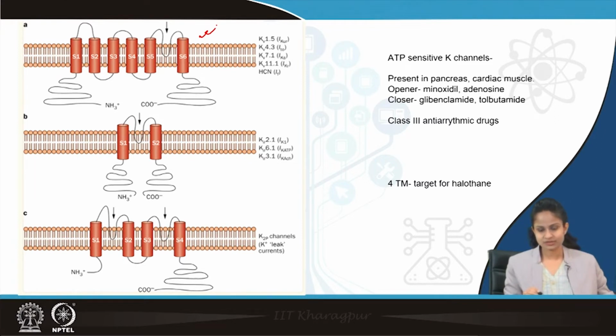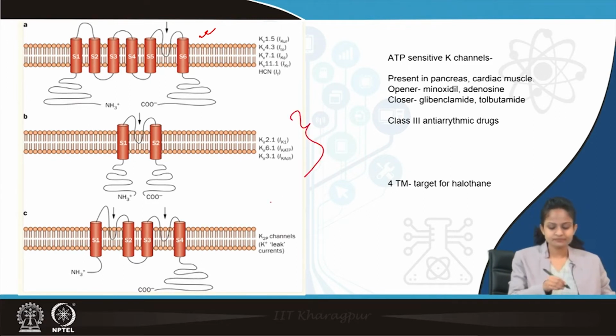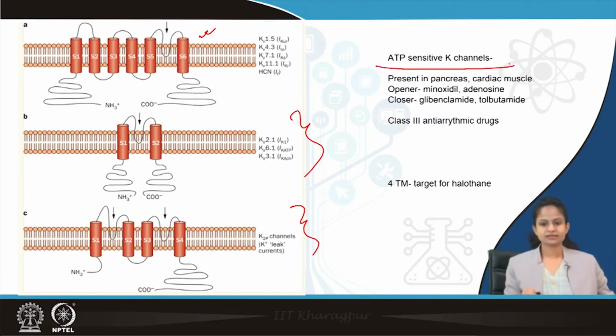So, they are 6 transmembrane voltage gated potassium channels. Then we have the 2 transmembrane, these are the inward rectifier potassium channels, and 4 transmembrane, these are the leaky channels. Now, ATP sensitive potassium channels also constitute the inward rectifier potassium channels. These are present mainly in the beta cells of pancreas, the cardiac muscles, smooth muscles.